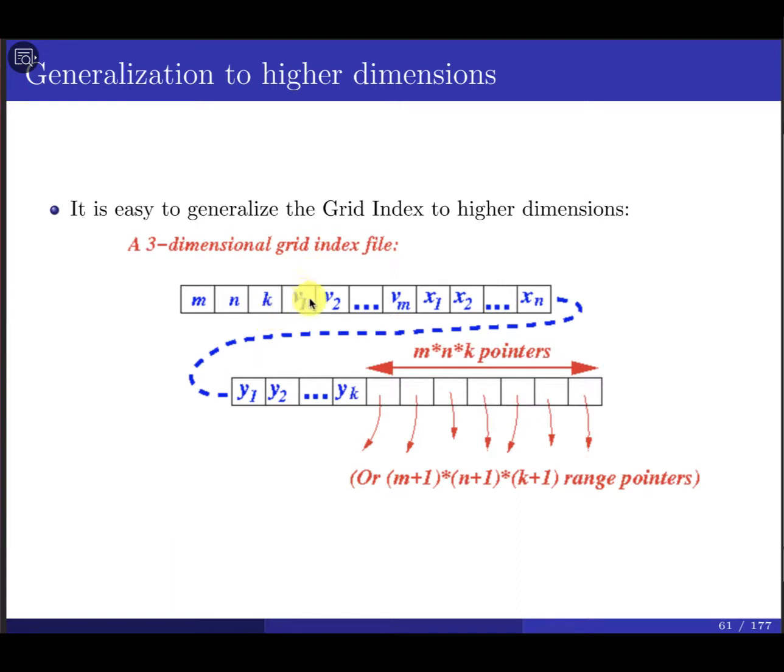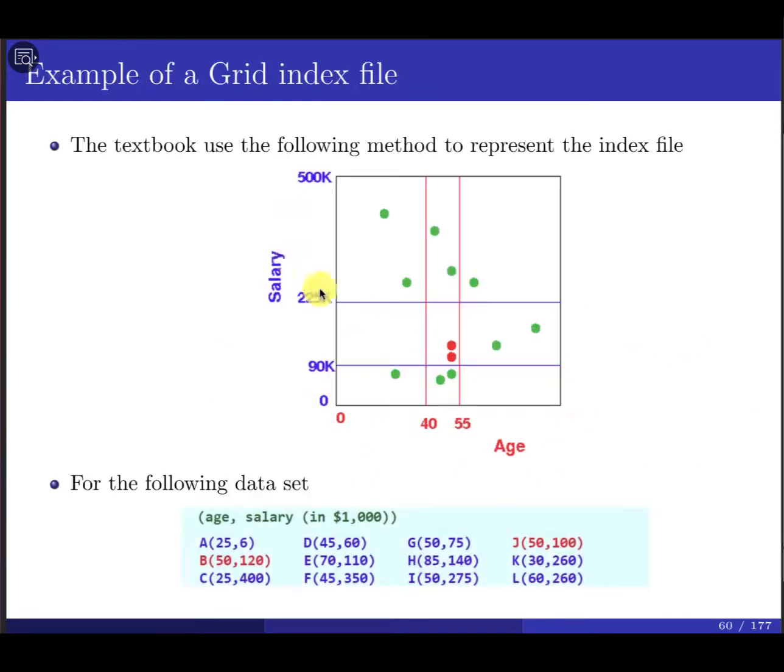Then you have to list all the grid values for the first dimension, for the second, and for the third. After that, you have n multiplied by k pointers if you use discrete values to represent the grid values. If you use intervals, that means if you have n, we have n plus 1, so you have n plus 1 multiplied by n plus 1 multiplied by k plus 1 range pointers here. This is the index. If you take a look, this is how the textbook represents the data, the index.